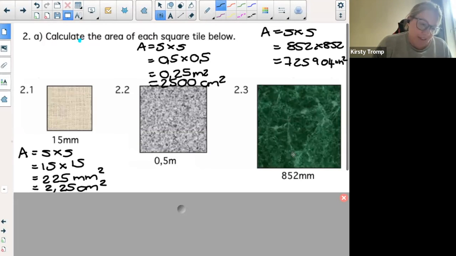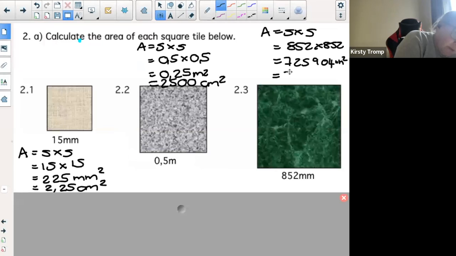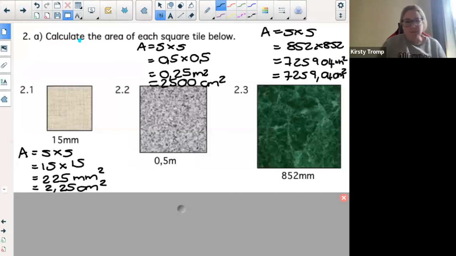And lastly, if I have millimeters and I'm converting that to centimeters, what did we see just now? We need to divide by 100. So if I divide by 100, I'm going to get 725.904 centimeters squared.